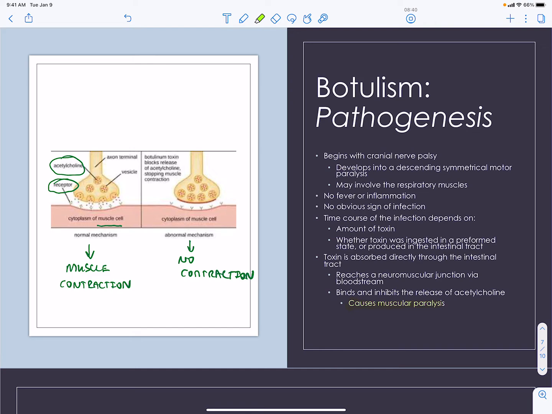Now, the paralysis begins at the cranial nerve, and it develops into descending symmetrical motor paralysis, and it may involve the respiratory muscles. You have no fever or inflammation. This is simply just a toxin. There is no bacteria present usually, so there's no obvious signs of infection. And the time course of the disease progression depends on how much of the toxin a person has ingested. Now, the toxin absorbed directly through the intestinal tract will reach the neuromuscular junction via the bloodstream. And then again, it's going to prevent muscle contractions systemically.